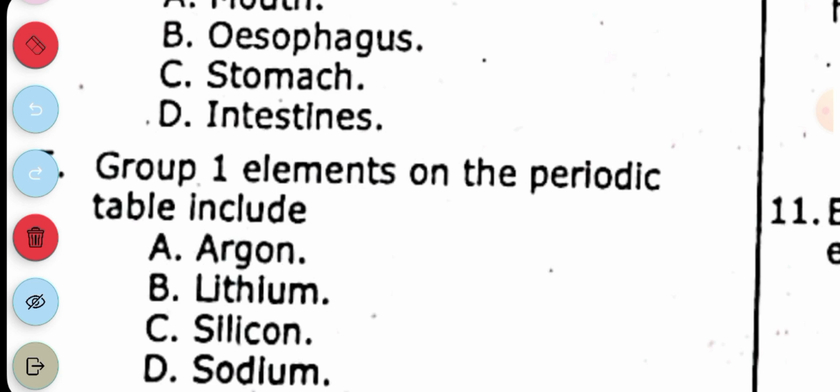Group 1 elements on the periodic table include A. Argon, B. Lithium, C. Silicon, D. Sodium. Now, to this question, I think lithium is in group 1, and then sodium is also in group 1. So we have two answers here, B and D.